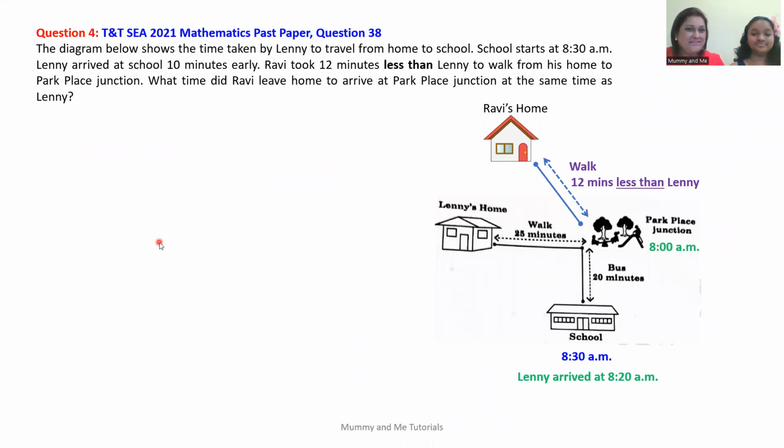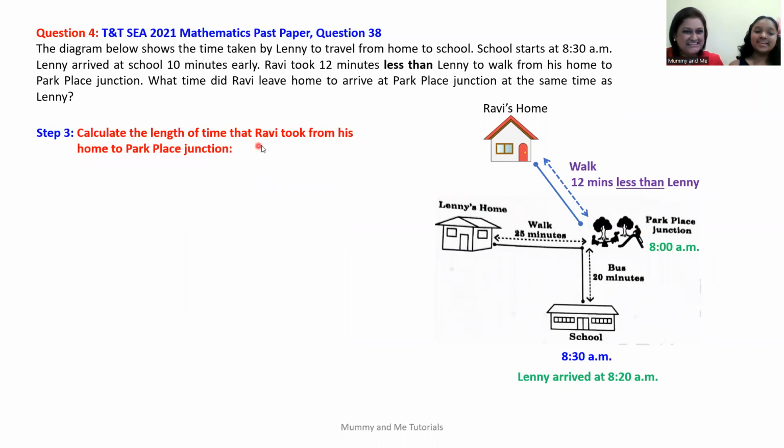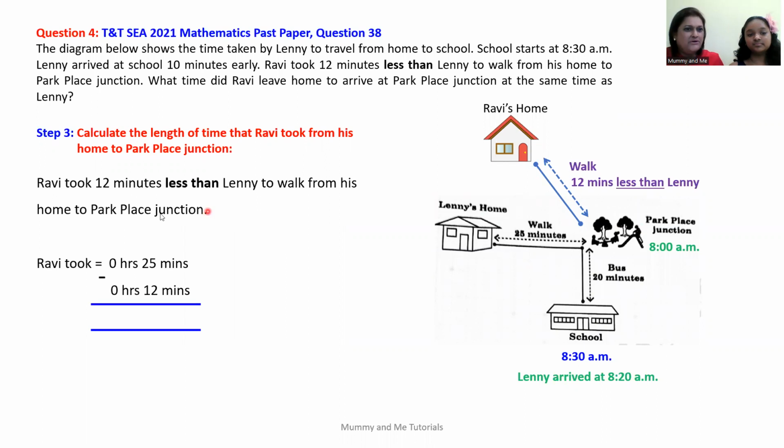So, what's our third step? Step 3 is to calculate the length of time that Ravi took from his home to Park Place Junction. Okay, so we know that Ravi took 12 minutes less than Lenny from his home to Park Place Junction. But how long did Lenny take? Lenny took 25 minutes to walk from his home to Park Place Junction. So how shall we represent this 25 minutes? 0 hours and 25 minutes. And this 12 minutes should be represented as 0 hours and 12 minutes.